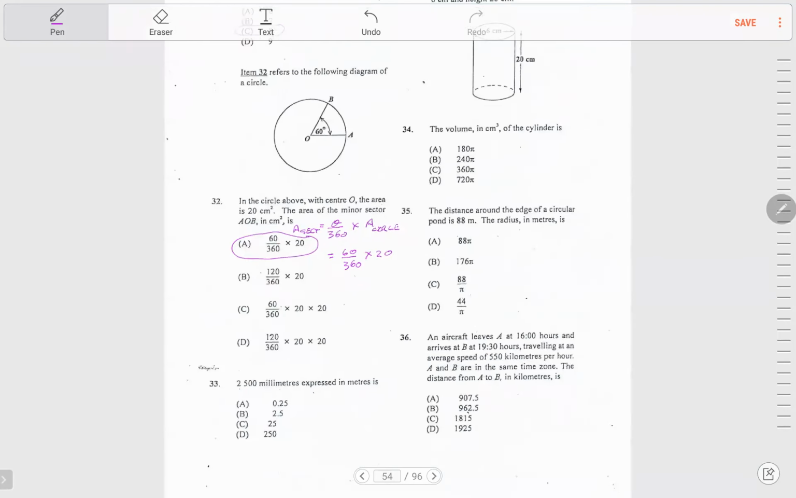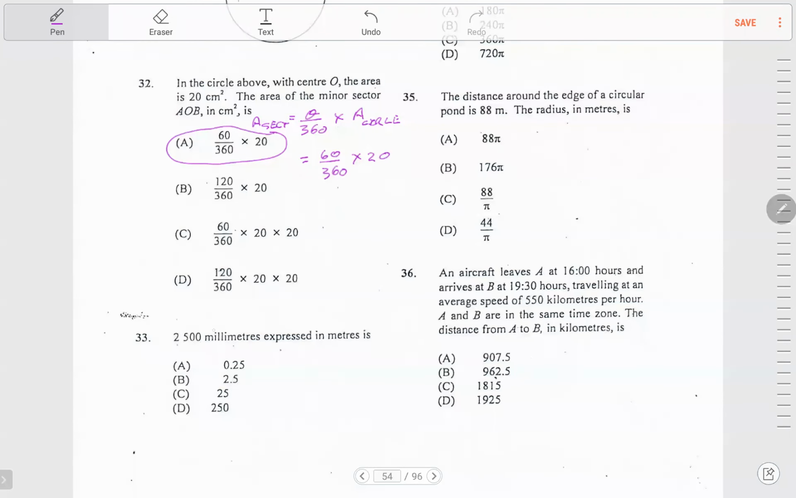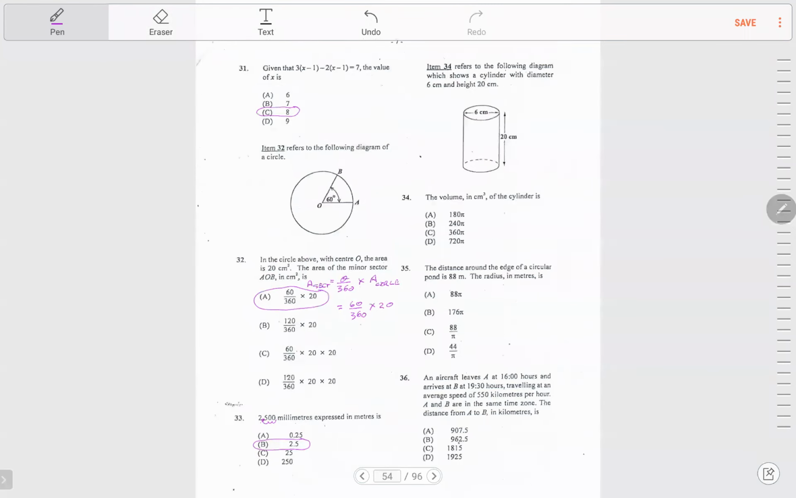All right, 33. This question, we did already. We want to convert millimeters, you divide by 1,000, the decimal point goes there. So it's 2.5 meters. All right, these are questions from earlier.